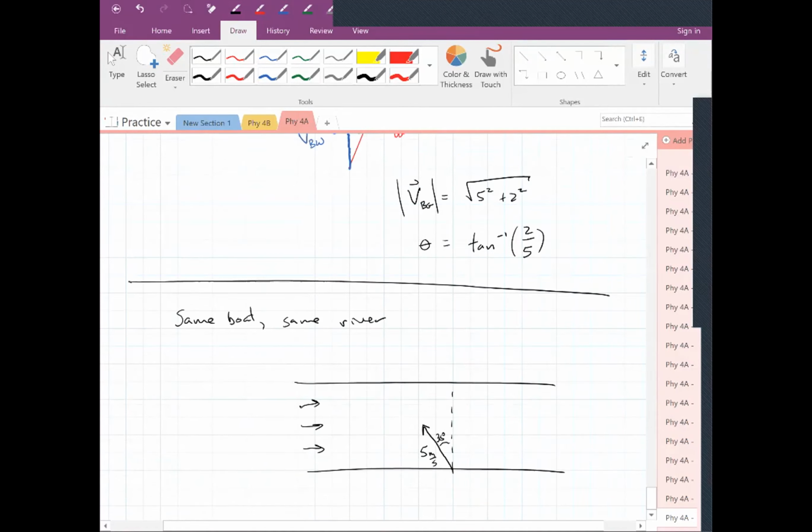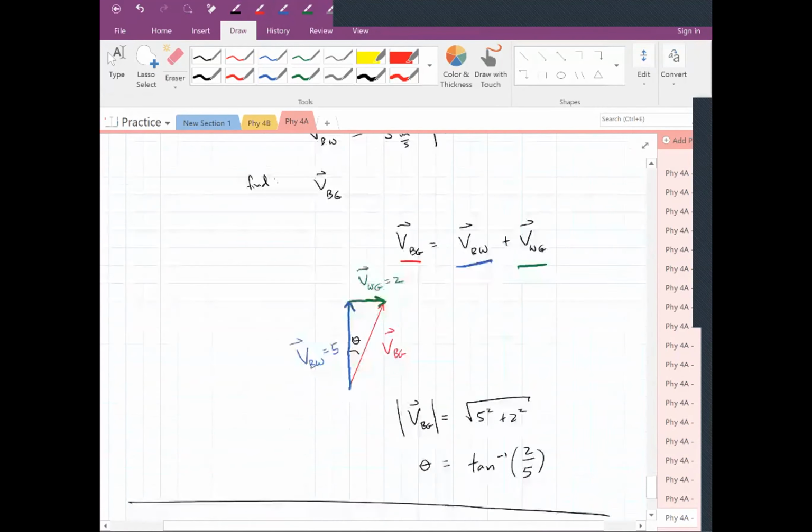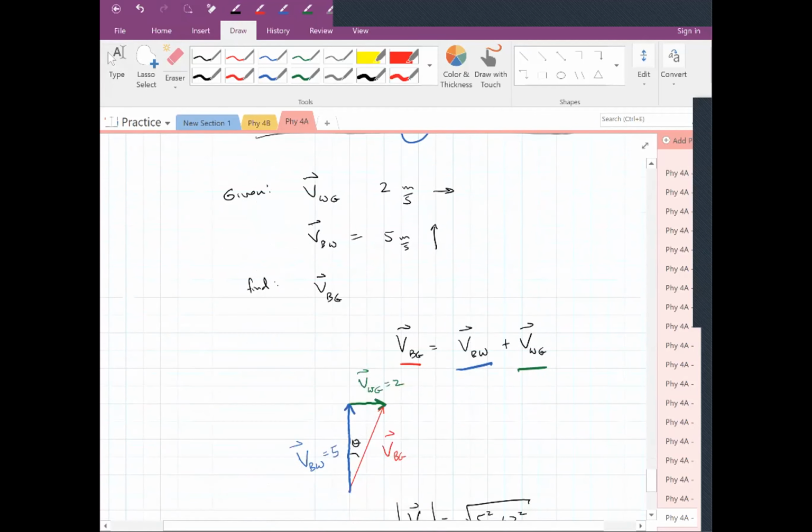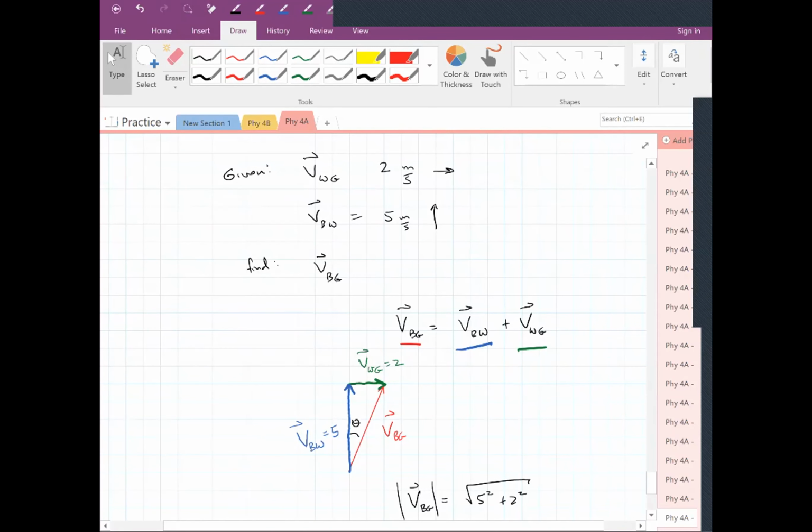Oh yeah, this is a vector addition problem. So when you add vectors, you add them tip to tail, right? You draw your first vector, then you go out to the tip of that vector, that's your new origin. Then you draw your second vector, and you keep doing that until you have all your vectors drawn. And then what's your answer? Your answer is from your starting point to your ending point. That's your final answer, right?